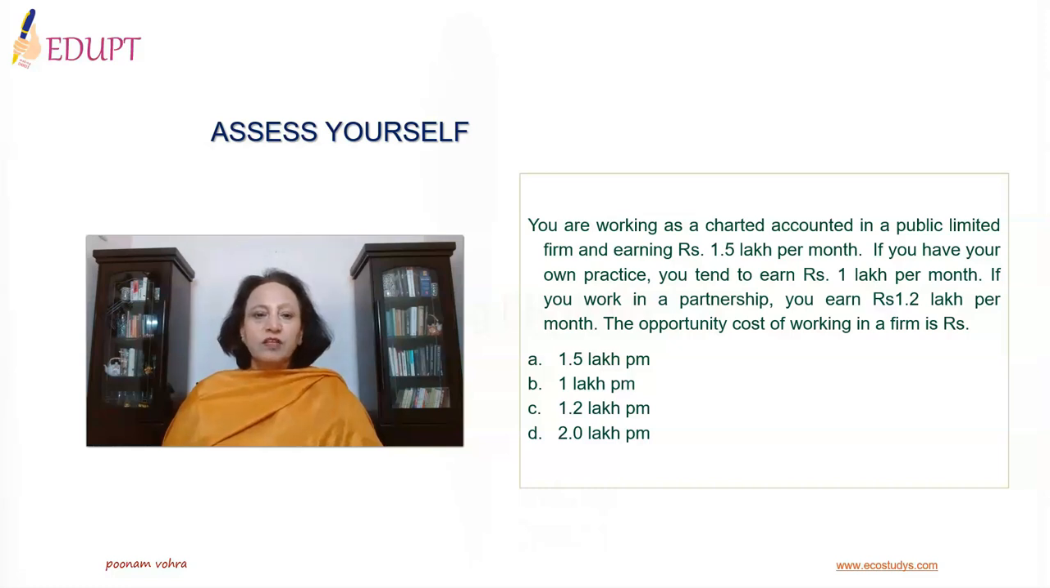Now assess yourself and pick the correct option out of the 4 options for the numerical as given. You are working as a chartered accountant in a public limited firm and earning rupees 1.5 lakh per month. If you have your own practice, you tend to earn rupees 1 lakh per month. But if you work in a partnership, you earn rupees 1.2 lakh per month. The opportunity cost of working in a firm is rupees: A, 1.5 lakh per month; B, 1 lakh per month; C, 1.2 lakh per month; and D, 2 lakh per month.